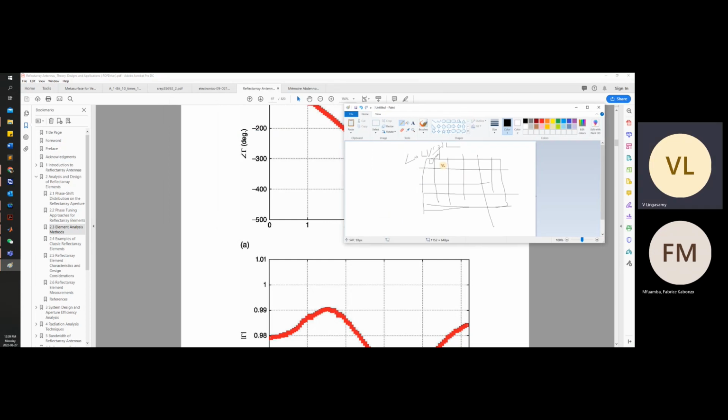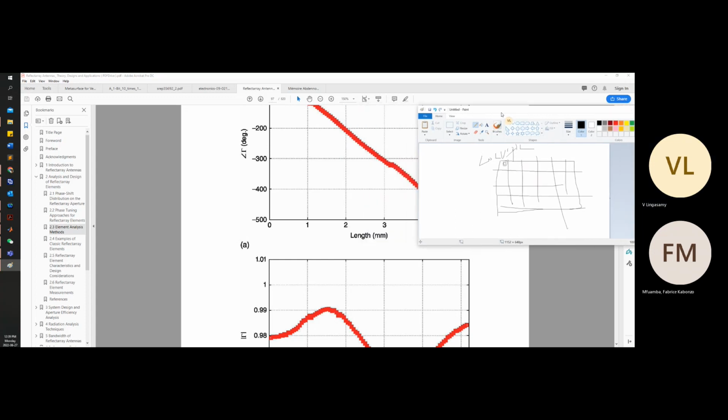Let's say I need to compensate, for example, minus 300 degree at this location. Now I will go and find out what is the length of my unit cell which gives me minus 300, for example, approximately 3 mm. So I have to put unit cells of size 3 mm over here.